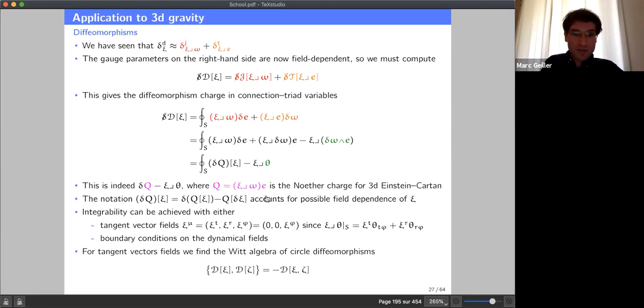And just to finish on this slide, I want to mention that in the case where the vector field is tangent, you could ask yourself, what is the algebra of these diffeomorphism charges? Well, now you have a one-dimensional diffeomorphism of the circle. If you compute the algebra, of course, you get what you expect, namely the algebra of diffeomorphisms. And sometimes this is known as the Witt algebra of circle diffeomorphisms.